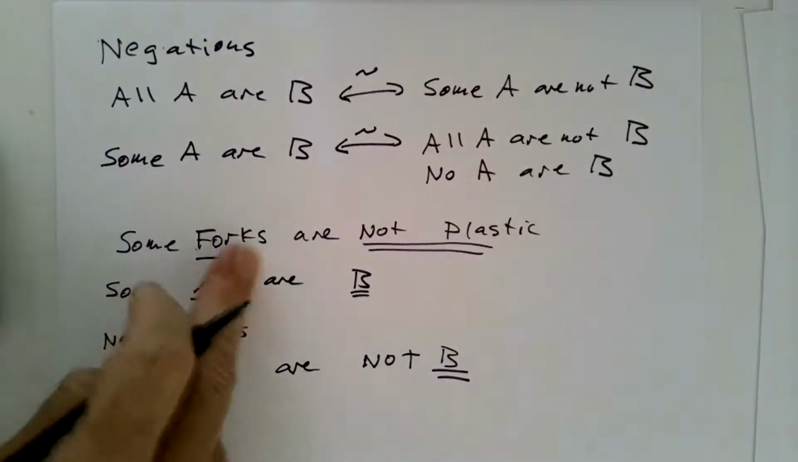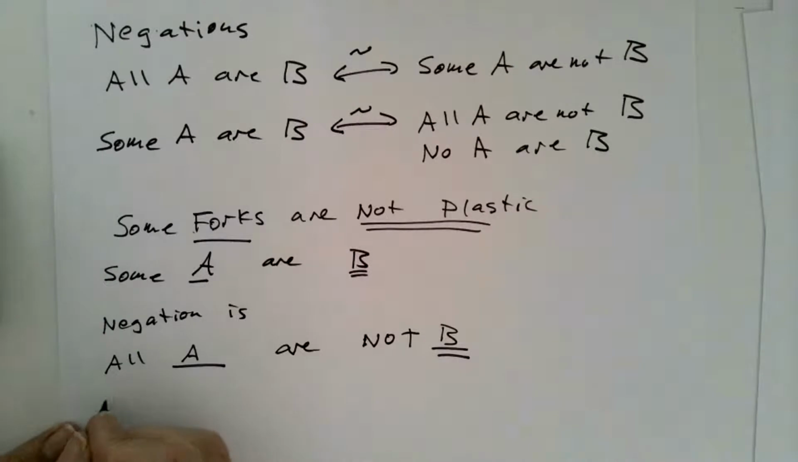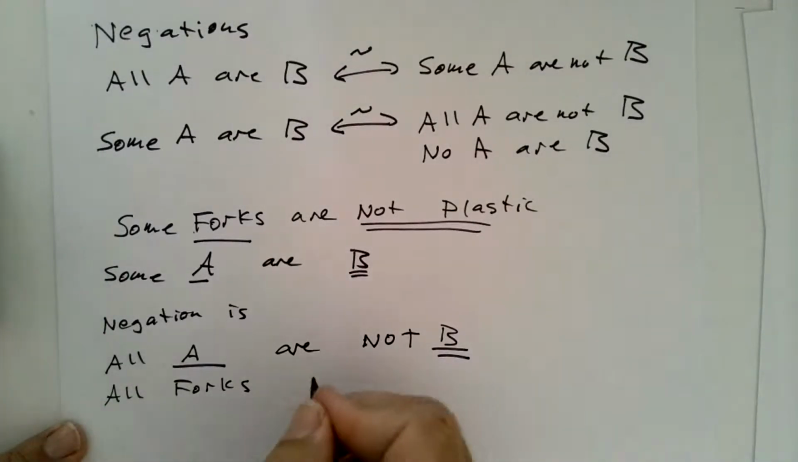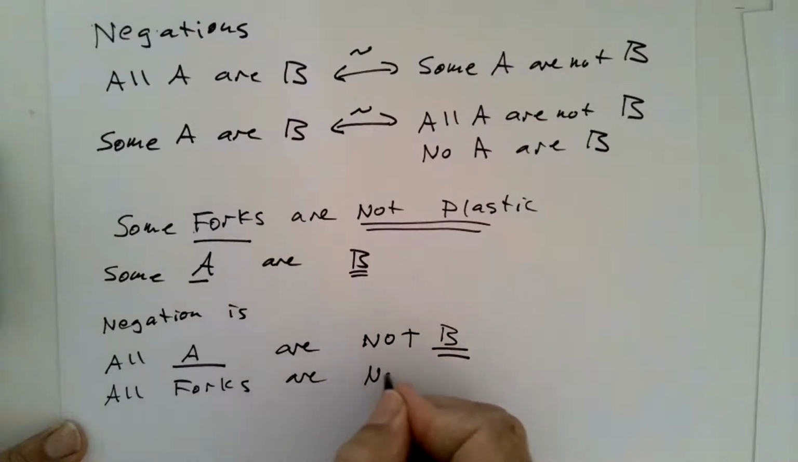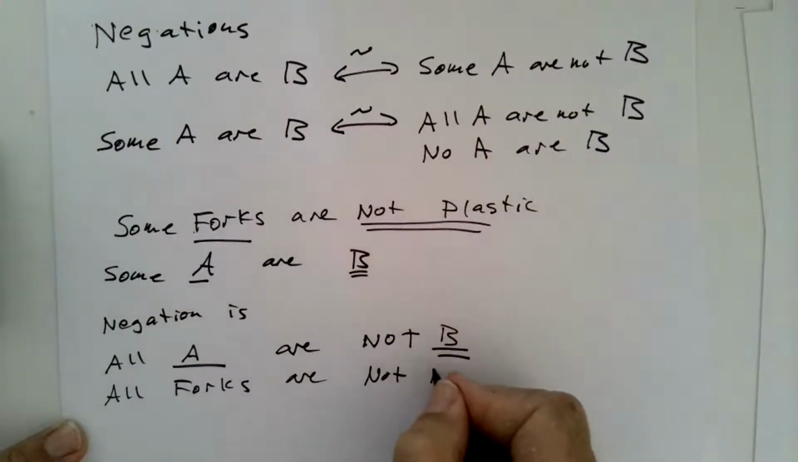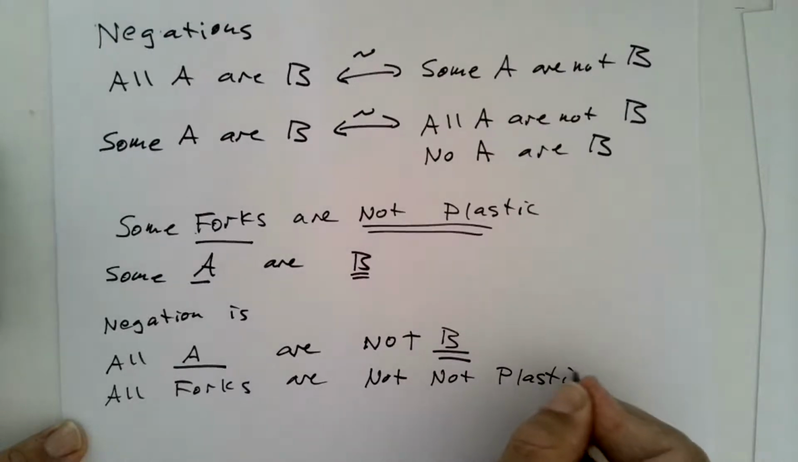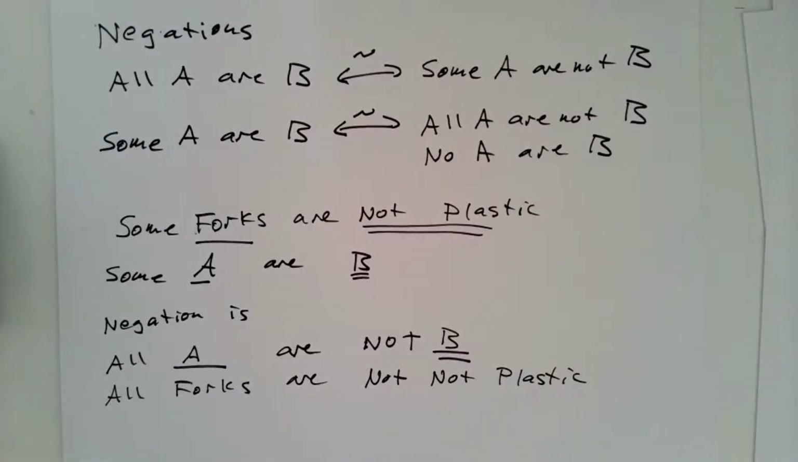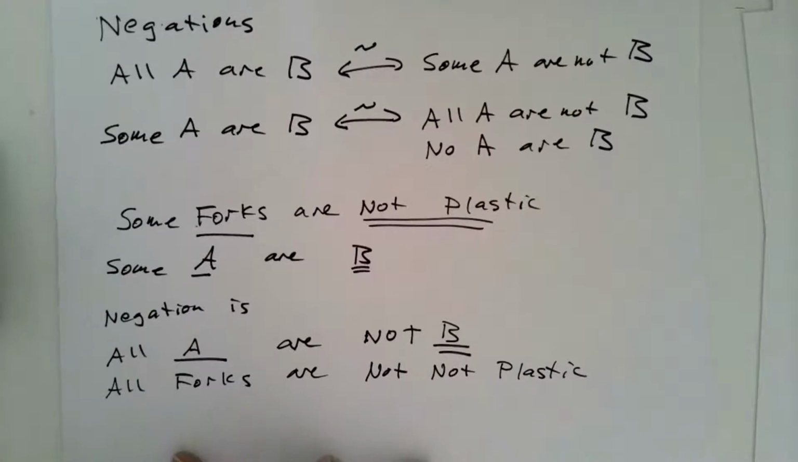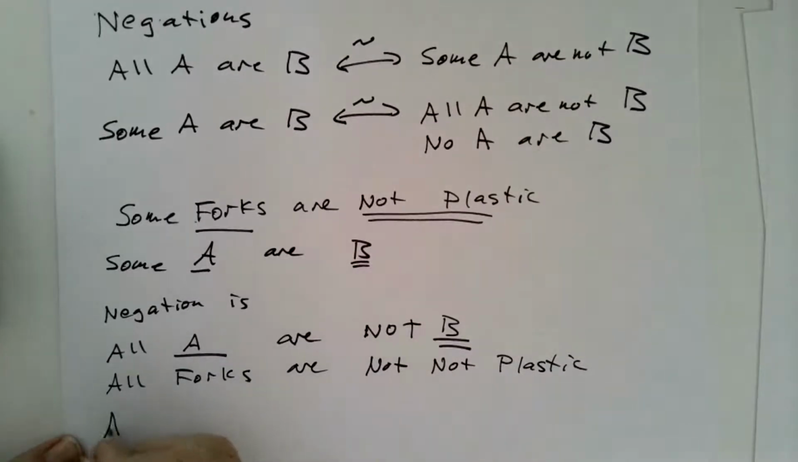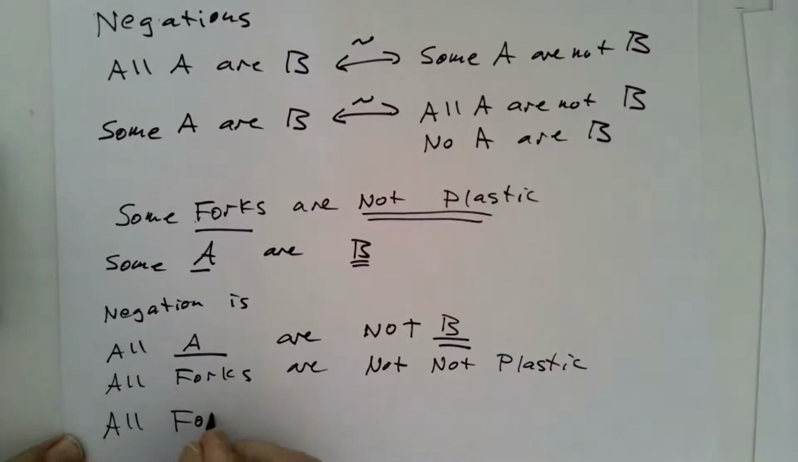So what was A? A was forks. So all forks are not B. What was B? Not plastic. And again, remember the nots cancel each other out, and our result is all forks are plastic. Which of course is a ridiculous statement.